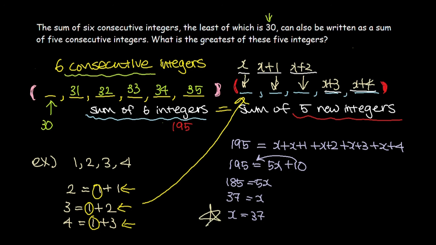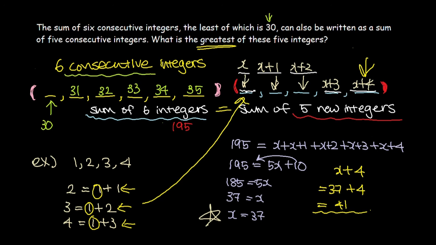So we have what x is equal to. And we know that x in this case represents the smallest of the 5 integers. So we know that x is going to be 37. And since the question is asking for the greatest of the 5 integers, you'll do x plus 4. Since x plus 4 is the greatest of the 5 integers. So x plus 4 is going to be equal to 37 plus 4, which equals 41. So you can just do 41.